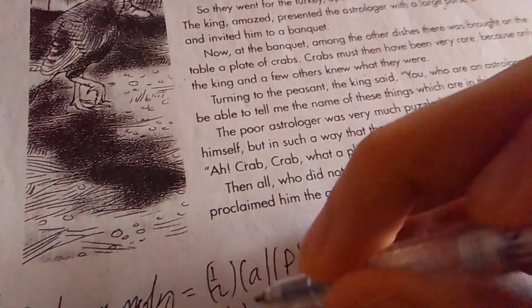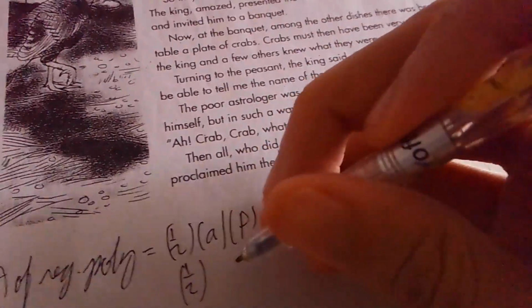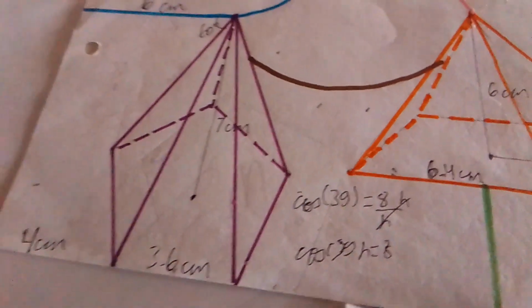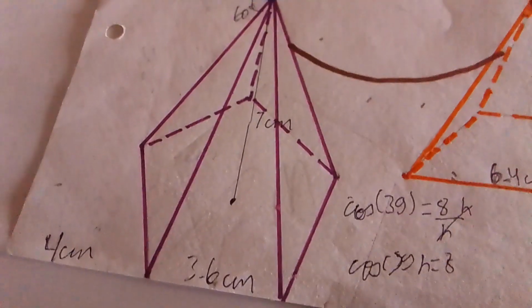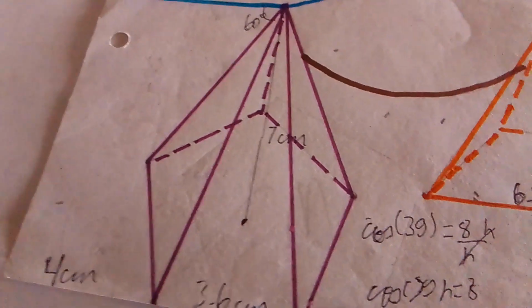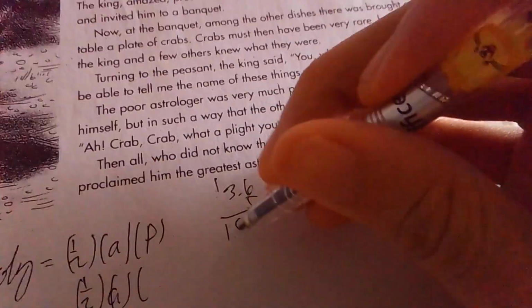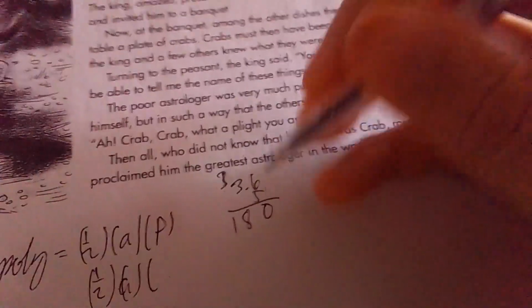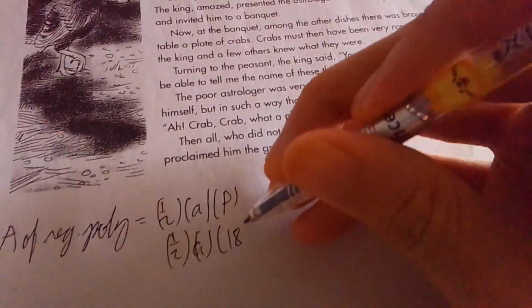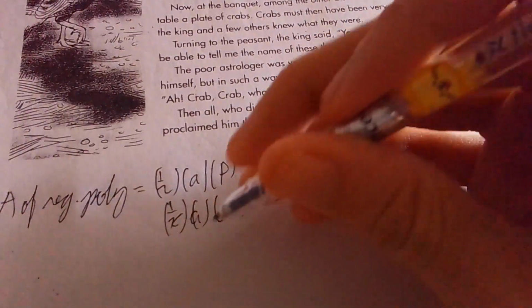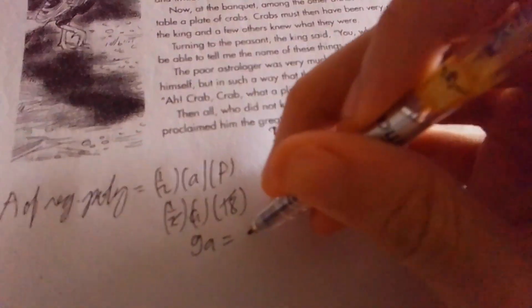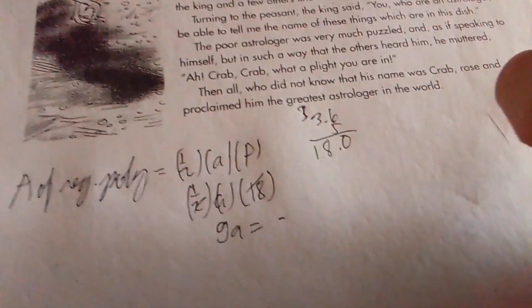So since we have the information, we have 1/2 times the apothem, which we don't know, and the perimeter is, remember, 3.6 times 5. That's the perimeter of the pentagon. So 3.6 times 5 equals 18. Therefore, 18 and 2 cancel out, which makes it 9. So it's 9a equals the area of the polygon.